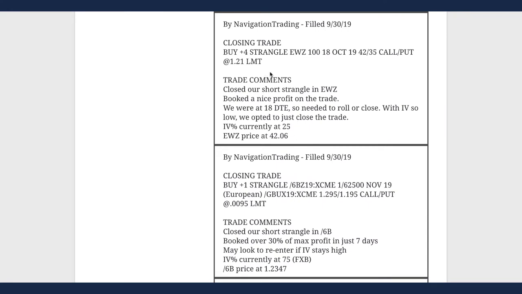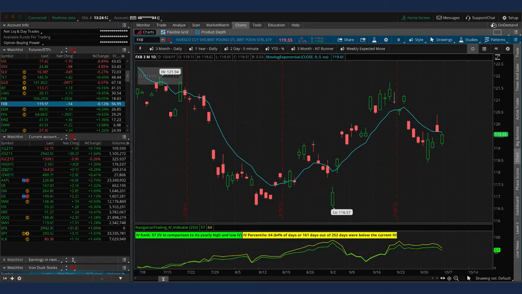Now, onto the alerts. First alert on Monday the 30th, we did a closing trade in /6B, which is the British pound. We were only in this for 7 days, booked over 30% of max profit. And so we were out of that trade, re-entered and already got out again this week. So booked two winners in 6B in 1 week. It's been just a great little trading vehicle.